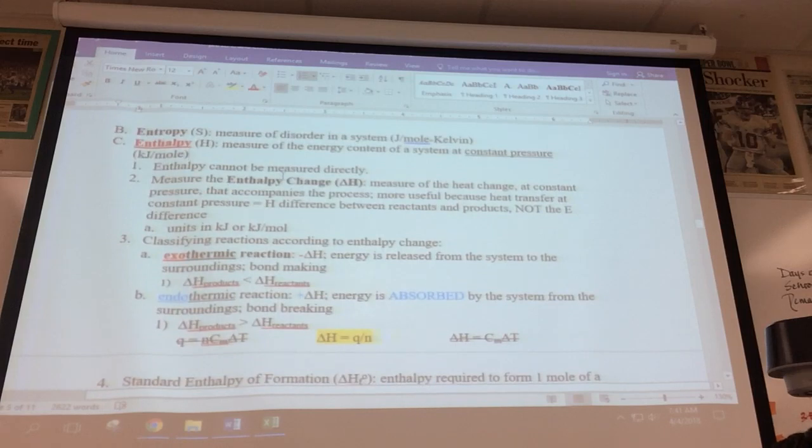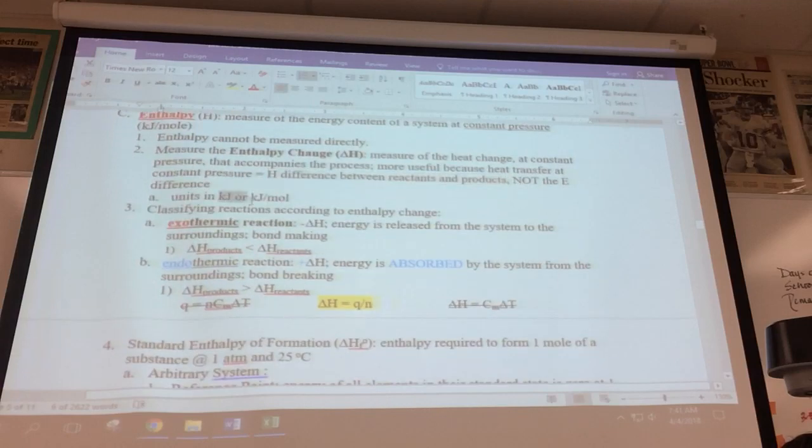We can't measure enthalpy directly, so instead we measure a change in enthalpy. Again, a measure of the heat change at constant pressure that accompanies any process. And what you're going to see here is that the change in enthalpy will be the difference in enthalpy between the reactants and the products, not the energy difference, but rather the enthalpy difference. And again, units, kilojoules or kilojoules per mole. I'll point the units out as we do several examples.